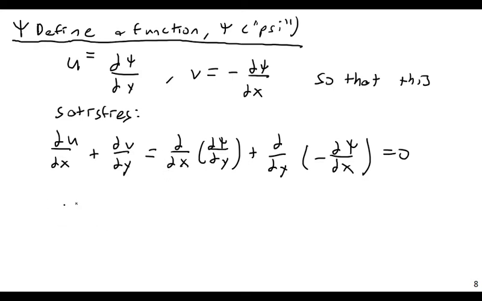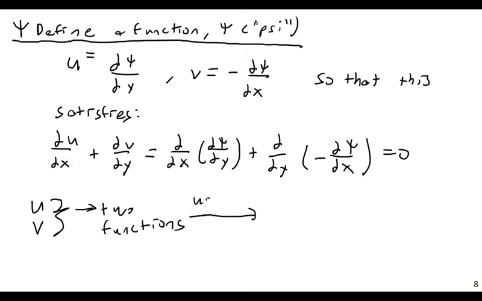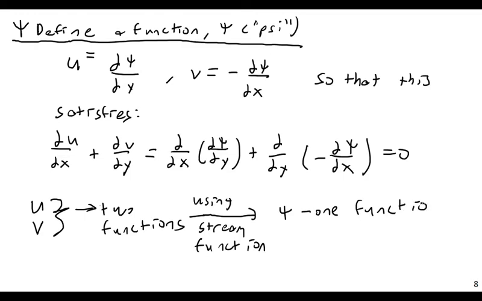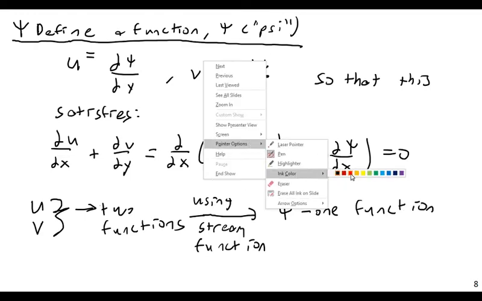And the whole purpose for this is that if we start off with u and v, which are two functions, we can then collapse these further using streamlines. So using the stream function, down into psi, which will be one function. And this will ensure that the conservation of mass is satisfied.